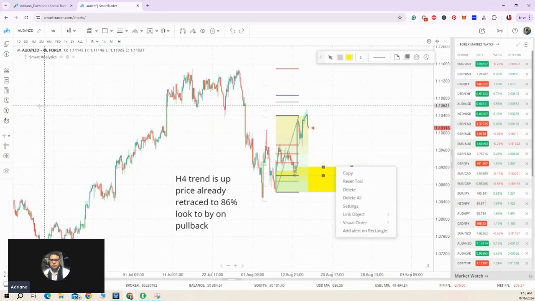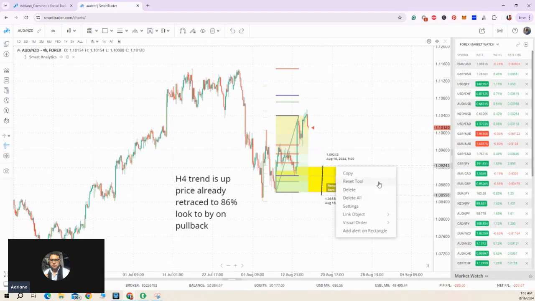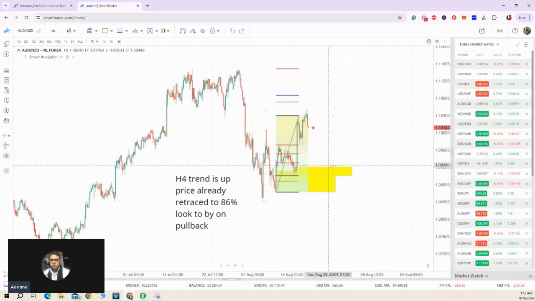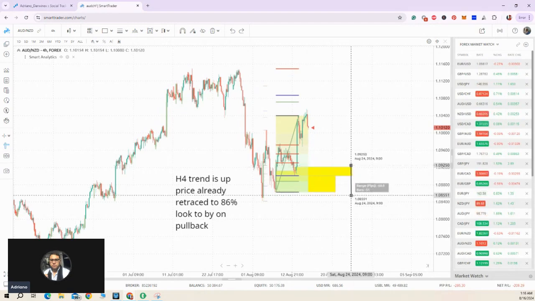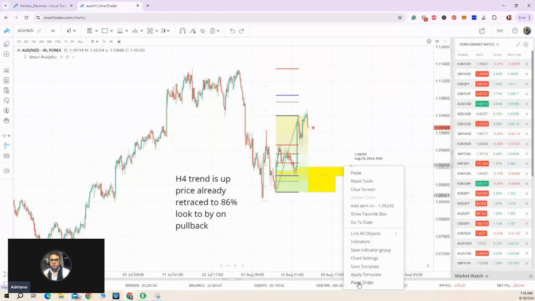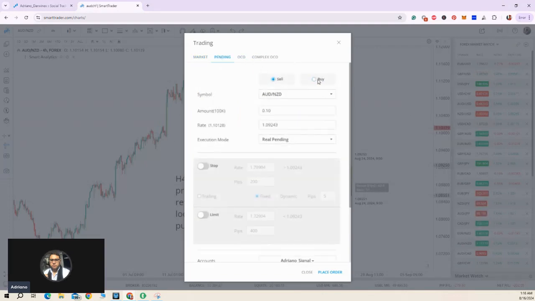Let's do this now. Let's see how many pips you have to risk. 70 pips. Okay, let's risk 70 pips. It's going to be a pending order. It's going to be a buy limit.